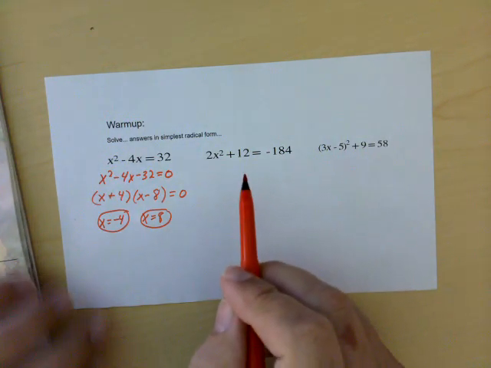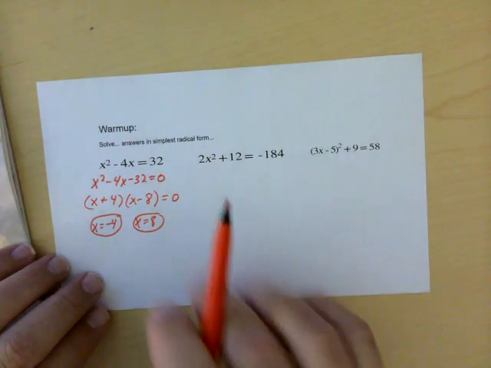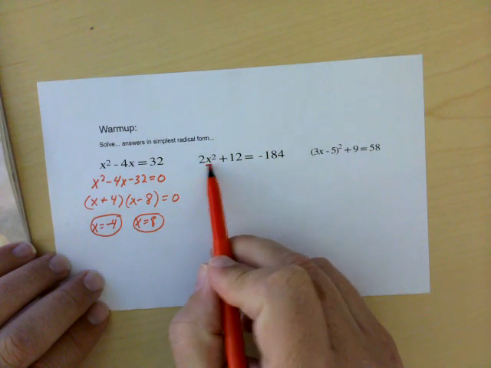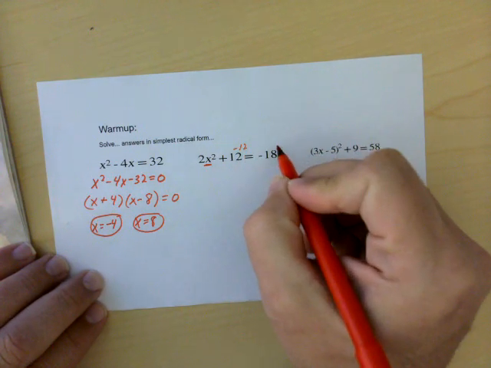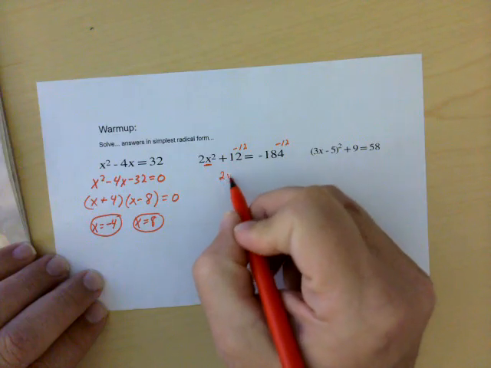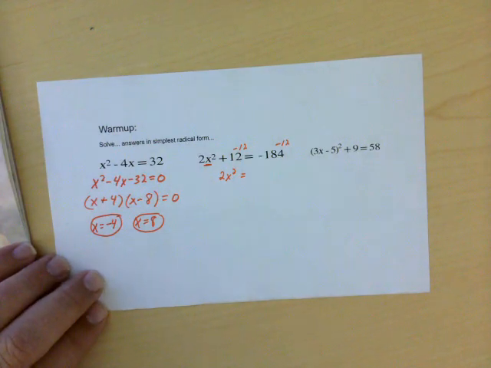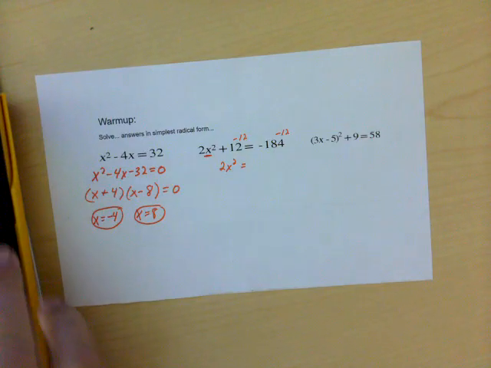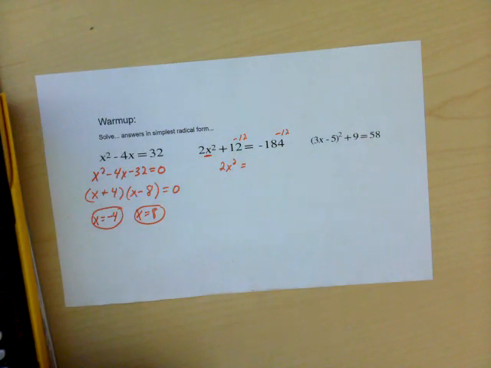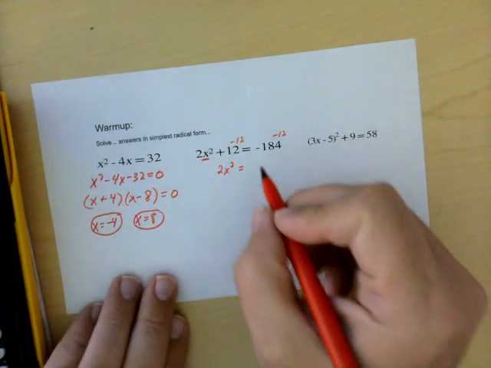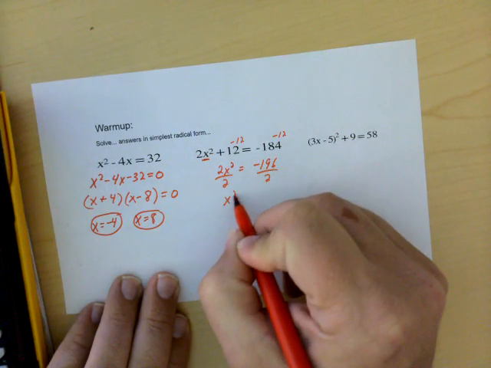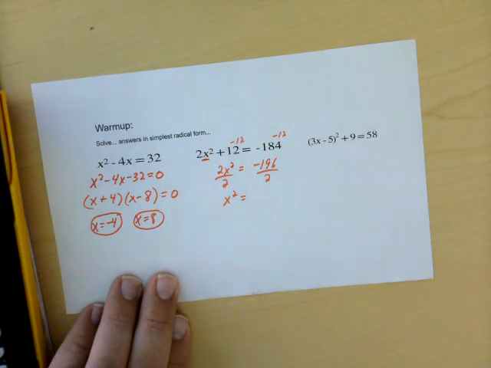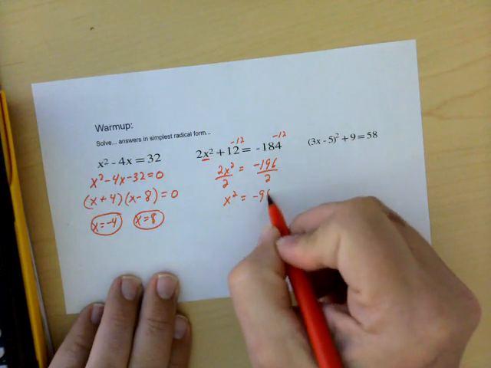Okay? Now this next one, I don't want to factor. I can't factor. The good news is it just has an x squared term. Okay, so we want to undo. So don't confuse the two methods. I need to get x squared all by itself. Okay, so I'm just going to take negative 184 and I'm going to subtract 12. And we're going to get 196. We're going to have to divide by 2. When you divide by 2, you're going to get negative 98.